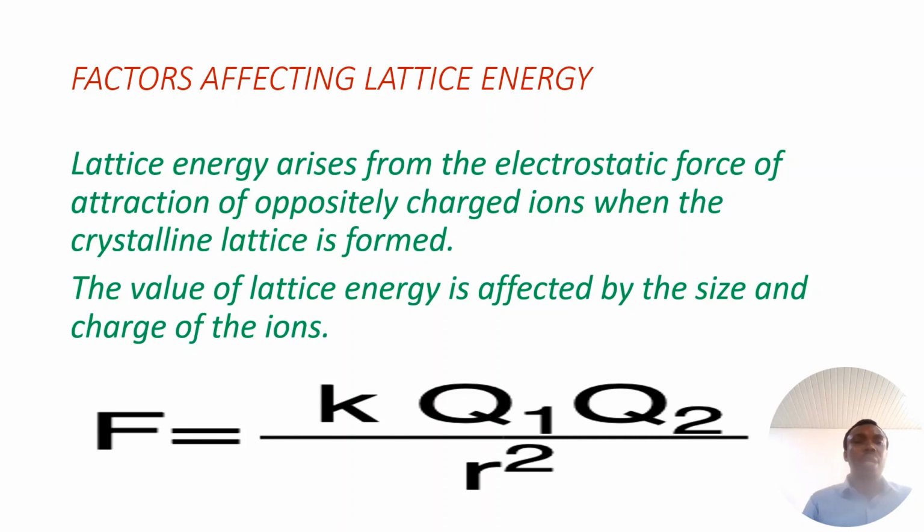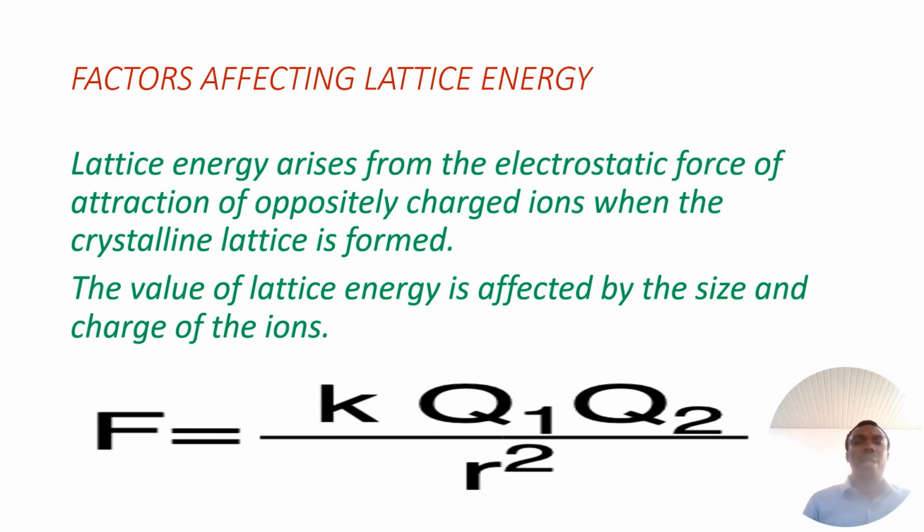Now, what are the factors affecting lattice energy? We all know that lattice energy arises as a result of the electrostatic force of attraction between oppositely charged ions, and they form a crystalline lattice. The value of lattice energy is affected by the size and the charges of the ions. So these are the two major factors that affect lattice energy. That is ionic size and ionic charge.